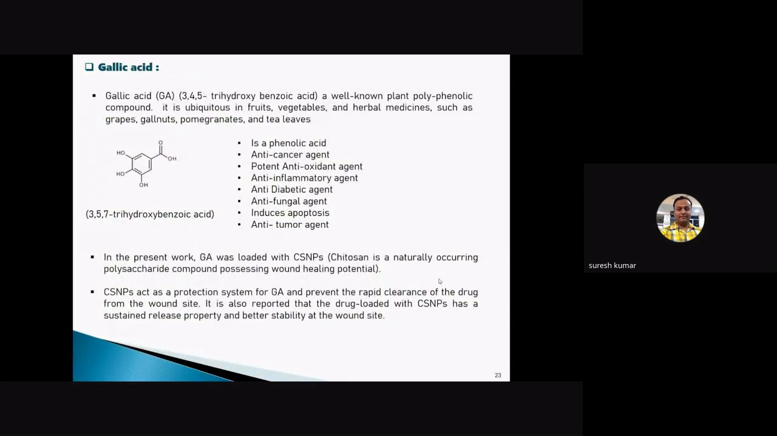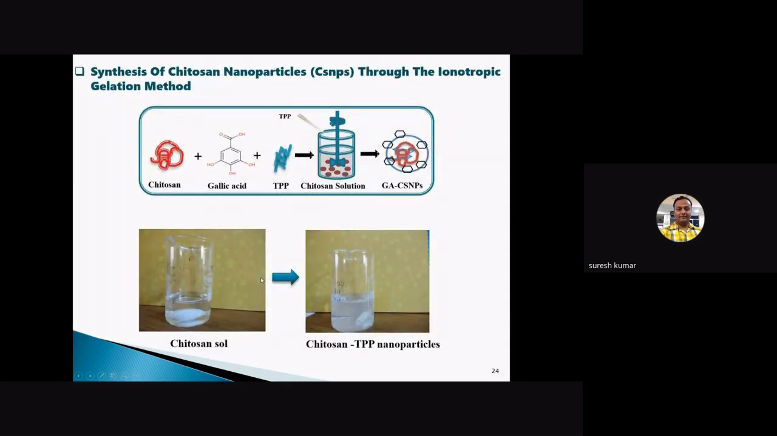So I'm going to talk about gallic acid. As I told, it is a very potent biologically functional molecule. Its structure, if you see, is 3,4,5-trihydroxybenzoic acid, and it is most ubiquitously found in fruits, vegetables, herbal medicine, grapes, walnuts, pomegranates, and tea leaves. So in this present work, we used this gallic acid loaded with CSNP. CSNP is nothing but chitosan nanoparticles, for wound healing application. So this is how we prepared this solution. Initially, we prepared this chitosan solution. Then it is incorporated with the TPP as a nanoparticle carrier.